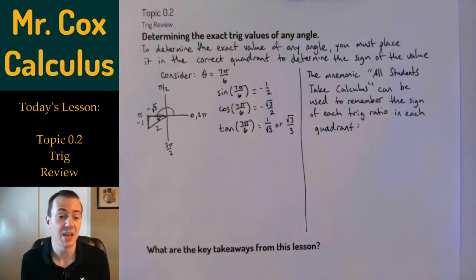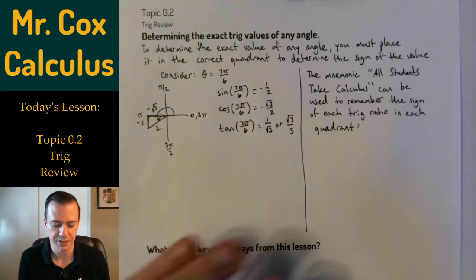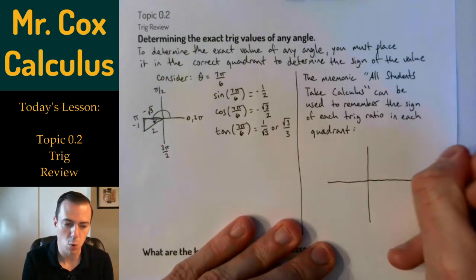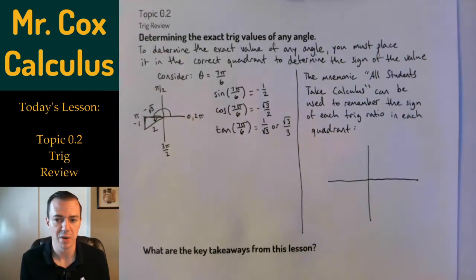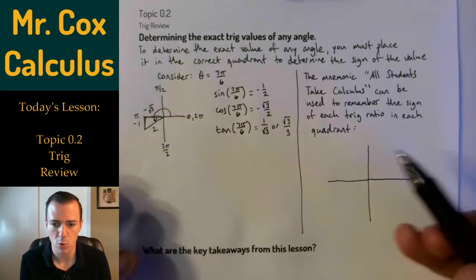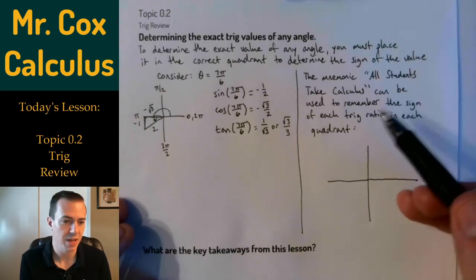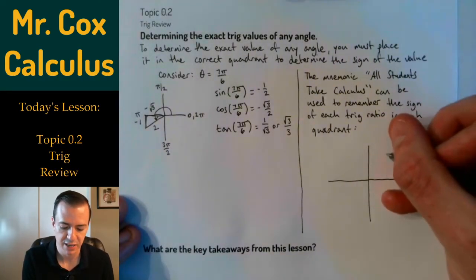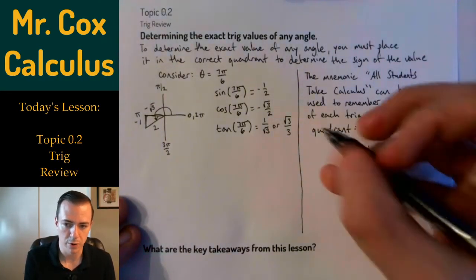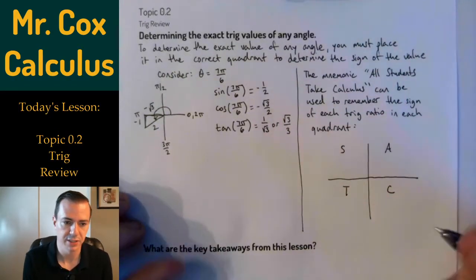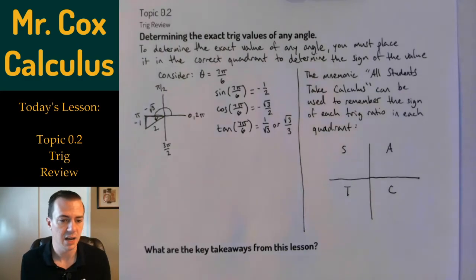All right, here's how this mnemonic "All Students Take Calculus" works. If you'll draw yourself the coordinate plane, split into 4 different quadrants. And remember, your quadrants are numbered 1 through 4. If you'll take the letters of "All Students Take Calculus" and apply them in that order, then you get an idea of which trig ratios are positive in which quadrant.